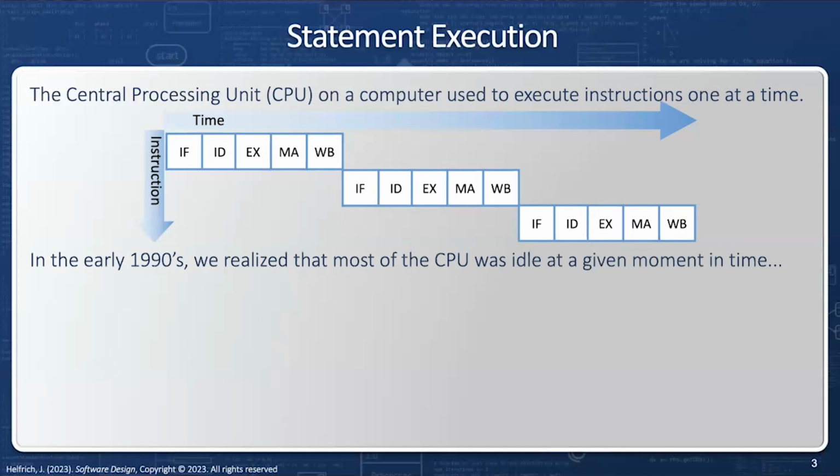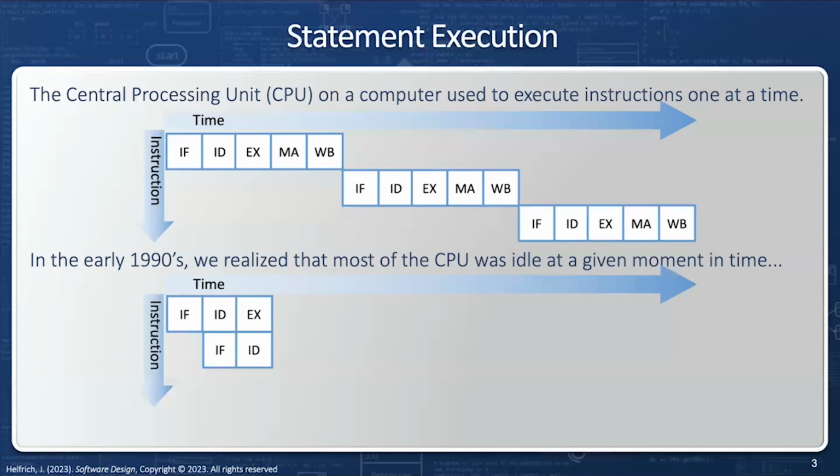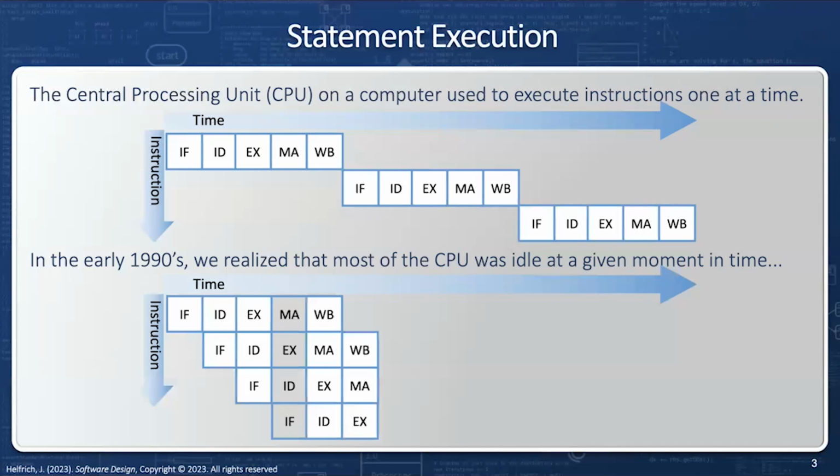So in the 1990s, we realized we're wasting a lot of CPU time. So let's see if we can organize things differently. And we're going to call this pipelining. So once again, we have the time and the instructions, and then we're going to fetch the first instruction. And as we're decoding the first instruction, we're going to fetch the second instruction. And as we're executing the first instruction and decoding the second instruction, we're then going to fetch the third instruction. And then, of course, as we do the memory access for the first instruction, we're going to execute the second, decode the third, and fetch the fourth, and so on and so on and so on.